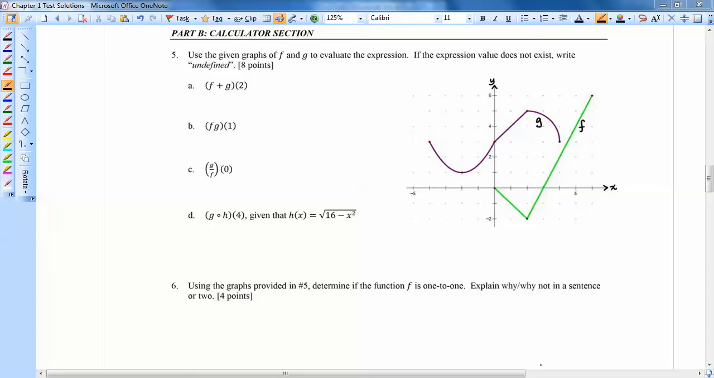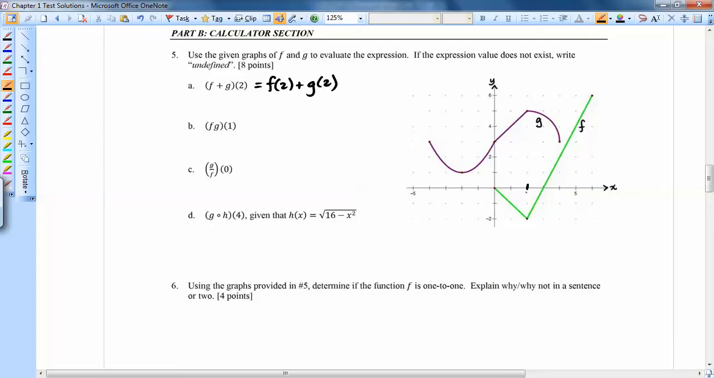Okay, so let's look at what page is this? Page 3. So this is the calculator section. In the first part, it says f plus g of 2. And all that means is f of 2 plus g of 2. So f of 2 means what's the value of the function, the graph of f, when x equals 2.